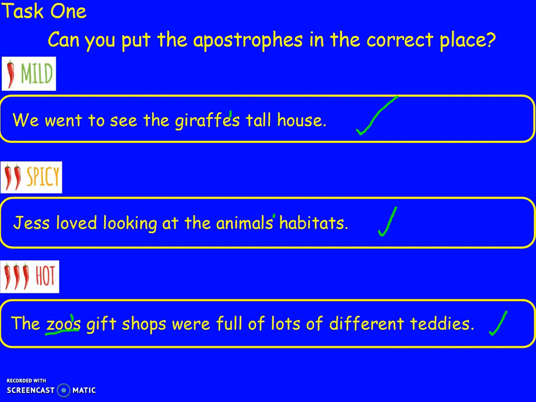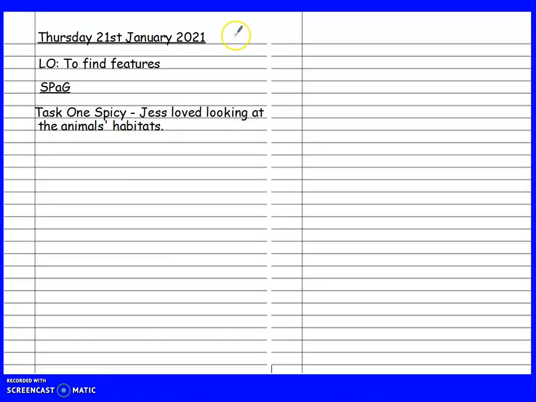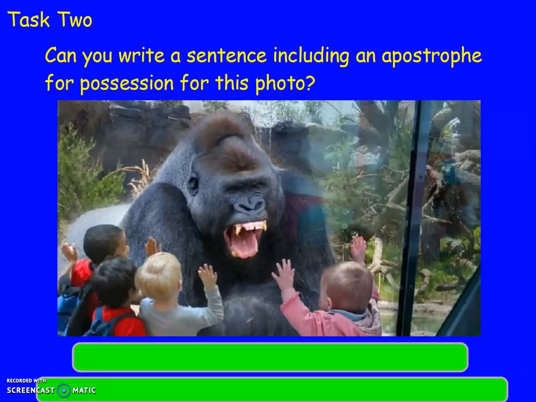Well done. Your book should now look like this with your first task done. Give yourself a tick if you got that right and get ready for task 2. So here's task 2. Gosh, can you write a sentence including an apostrophe for possession for this photo? I don't think I'd like to see that gorilla at the zoo, would you?